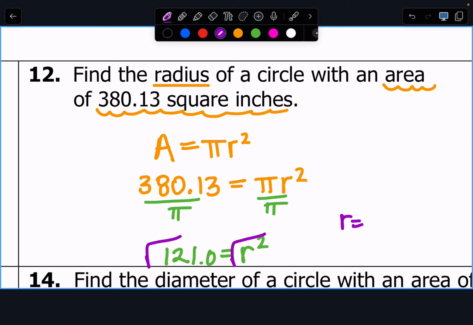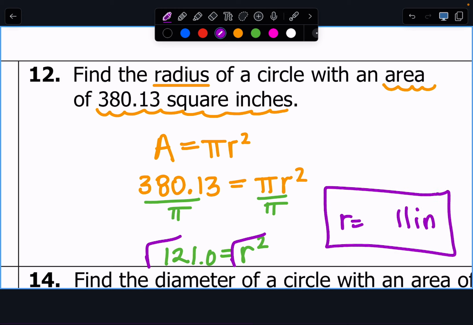Now, technically, algebraically, r would equal plus or minus 11. But does it make sense to have a negative 11 radius? No, so we only care about the positive answer. Nope, I don't want you to write down the negative. Just positive. Okay. That's why it's plus or minus.